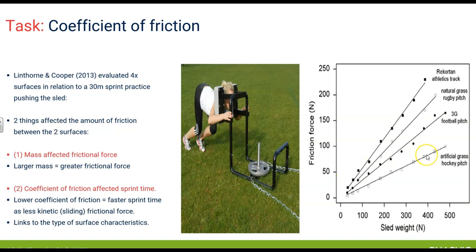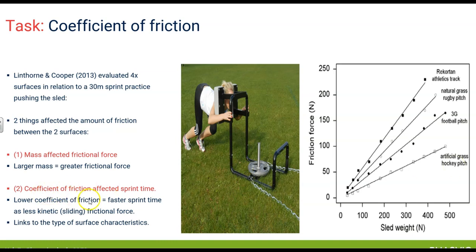So there was less sliding friction between that surface and the sled compared to the athletic track, which, as we know, was a bit more rubbery, which kind of makes sense. The values were highest. So a rubbery surface and the sled has a higher coefficient of friction and therefore would have the slowest times. It was harder for the athletes to push this sled across the athletics track surface than it was on the slippery, slidey, low coefficient of friction artificial grass pitch. Which sort of makes sense.